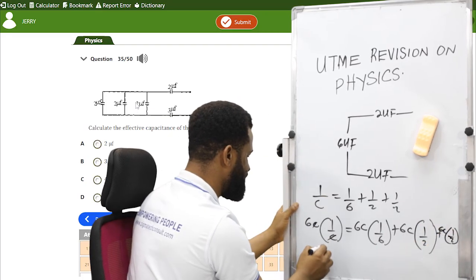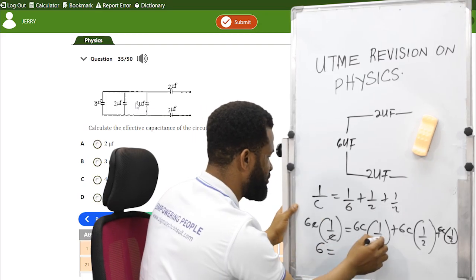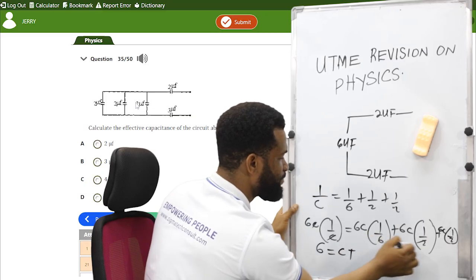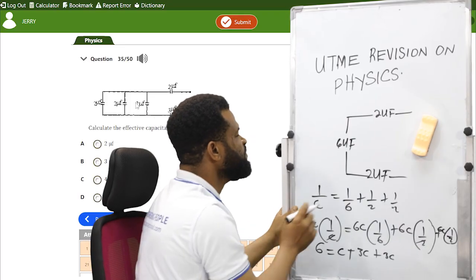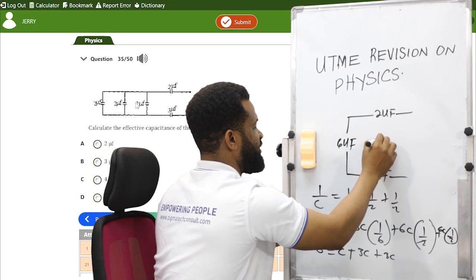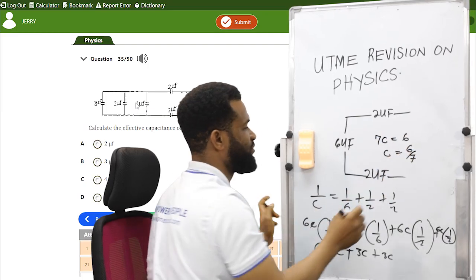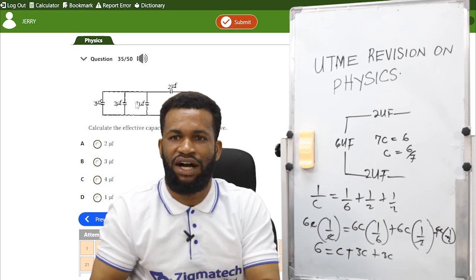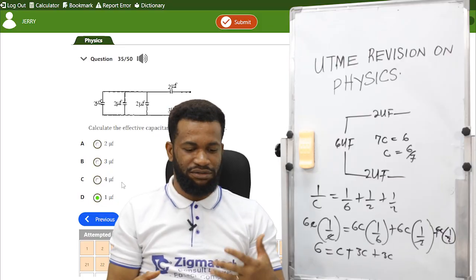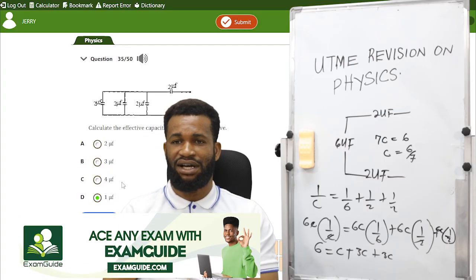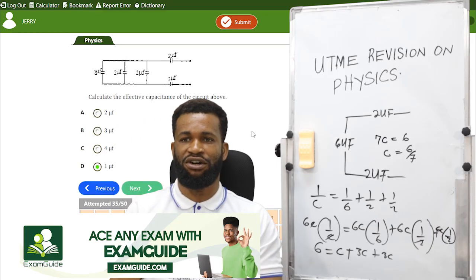So this is 6 equal to C plus 3C plus 3C. So everything is going to be 7C. Let me finish it here: 7C is equal to 6. Therefore, C is equal to 6 over 7, and that is going to be probably 0.8 or 0.9, which is approximately 1. So I'll be choosing D as my option.